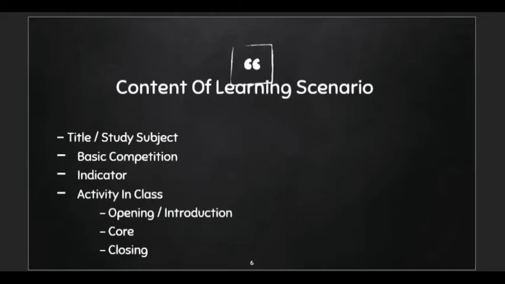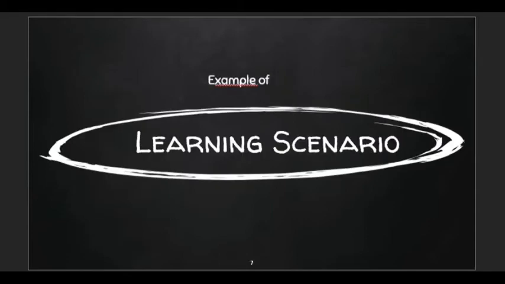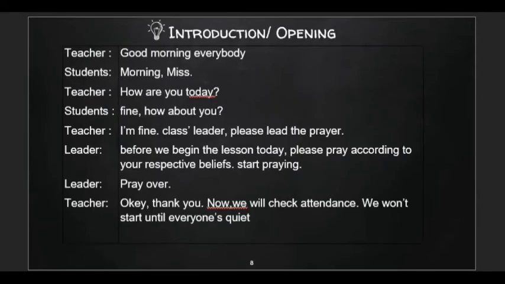Okay, in a learning scenario, there are some parts: the title or study subject, second is basic competence, and the next are indicators and activity in class. Activity in class is divided into three parts. The first part is opening or introduction, the second is core, and the last is closing. Okay, I will tell you about an example of a learning scenario. The first part is introduction or opening.